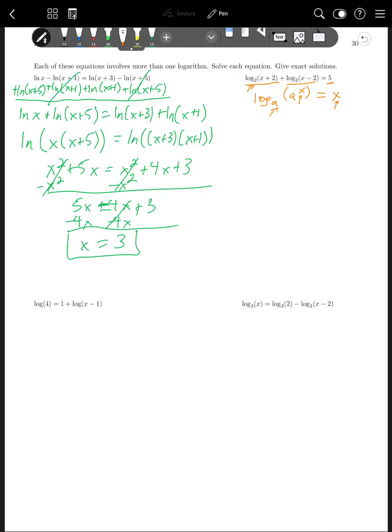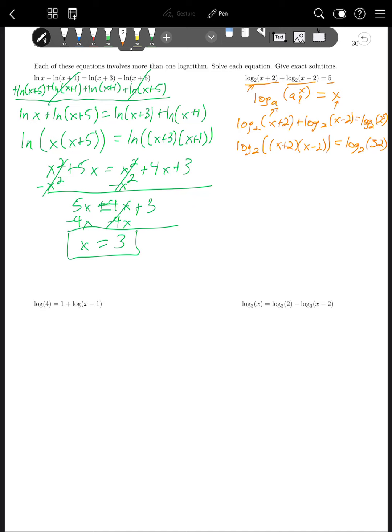So if we substitute that, we can replace 5 so that we get log base 2 of x plus 2 plus log base 2 of x minus 2 equals log base 2 of 2 to the 5th. Right, so I just rewrote 5 using this rule. And so now I can combine these 2 logarithms together using multiplication. So this is log base 2 of x plus 2 times x minus 2 equals log base 2 of 2 to the 5th, which is 32.